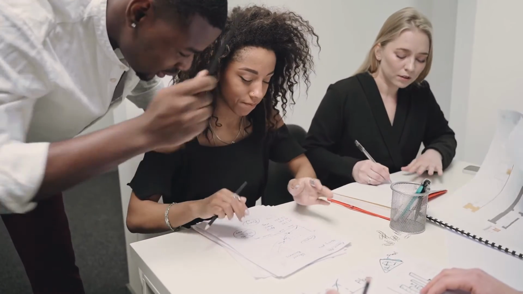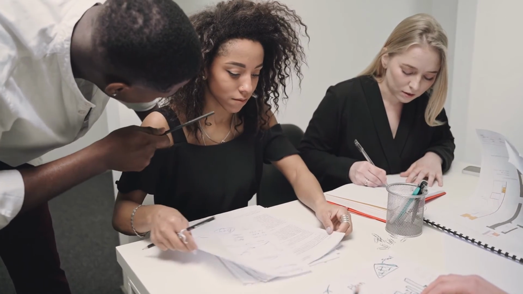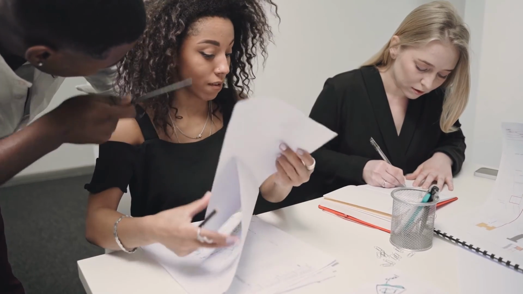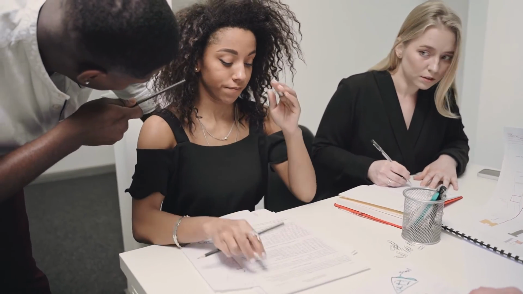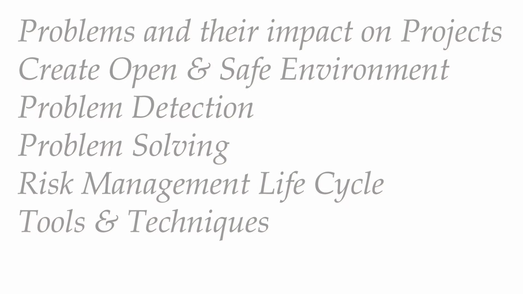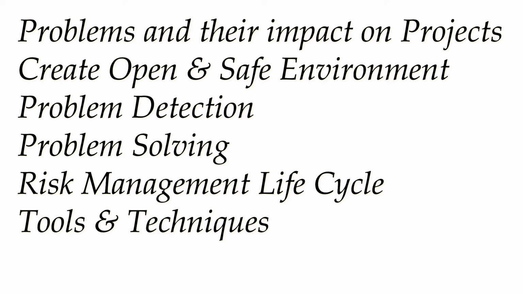The world won't go around without issues and problems on job sites, and here in this chapter you will learn the concept of cost of change, escaped defects, technical debt, cycle time and lead time, risk-adjusted backlog, and risk burn-down graphs, through the Agile practice to identify, resolve, and prevent issues and threats early in the project and throughout the project. This chapter will cover problems and their impact on projects, create open and safe environment, problem detection, problem solving, risk management life cycle, tools and techniques.